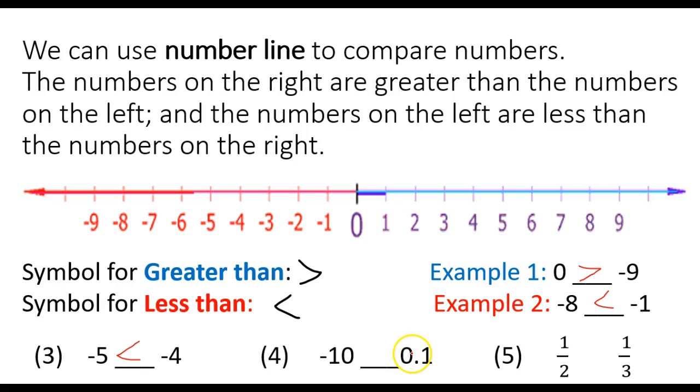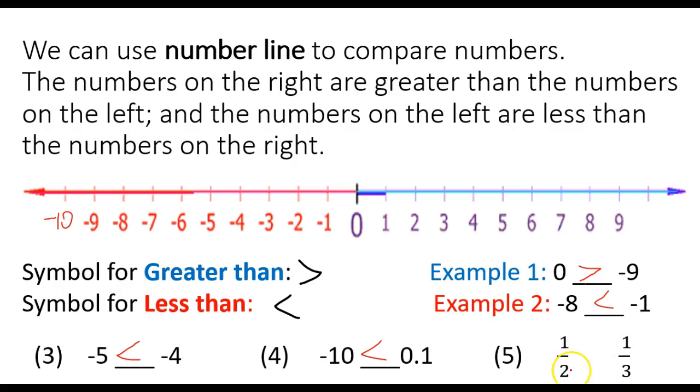How about -10 and 0.1? Well, -10 will be down here. Here you have -10. 0.1 is positive, so it's going to be between 0 and 1, just a tiny bit here. So -10 is on the left of 0.1. So -10 will be less than 0.1.